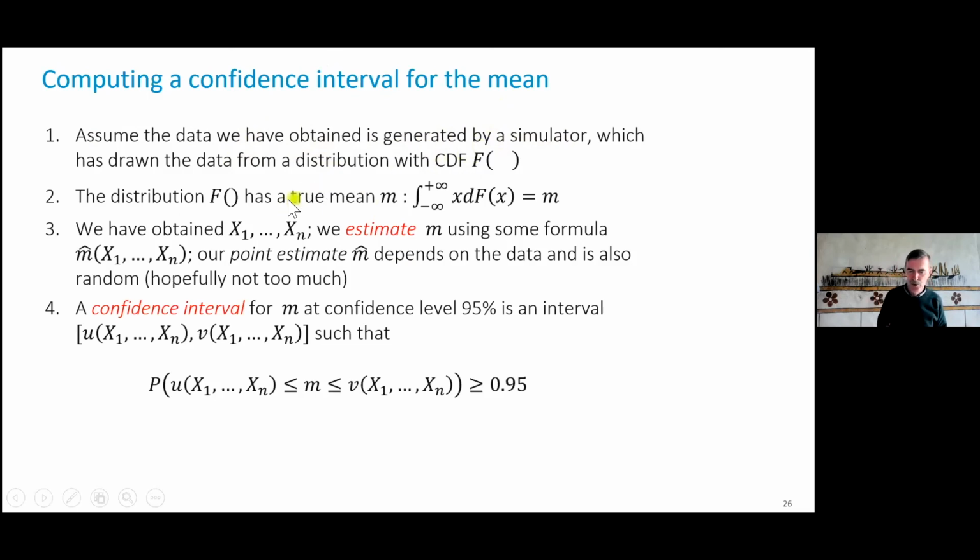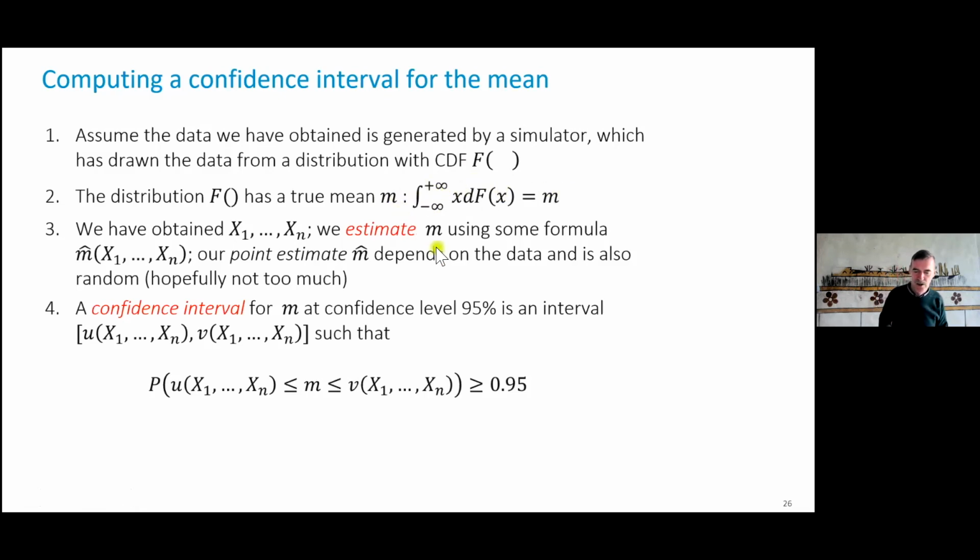This unknown distribution, we must assume that it has a true mean, so this integral is well defined. There are distributions that don't have a mean. In this case, if you try to estimate the mean of your data sample, you're likely to find things that will be very ugly, like estimates that are very unstable. So we must assume here that this theoretical mean exists.